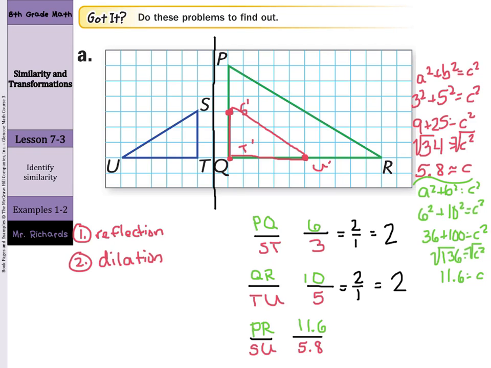Now, as it works out, 11 and 6/10 divided by 5 and 8/10 is once again 2 over 1, which is 2. So it does appear that we do have a dilation here, and it looks like we multiplied it by a scale factor of 2. So we can say for our answer here, yes, these are similar.